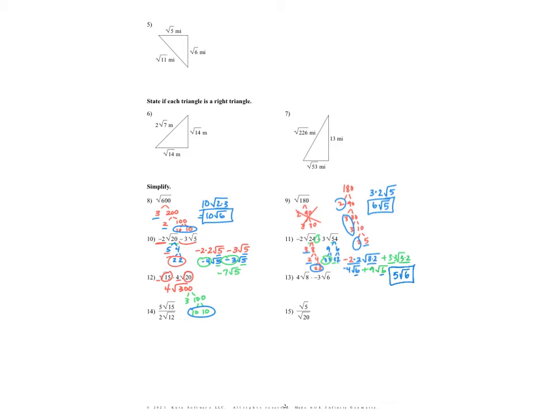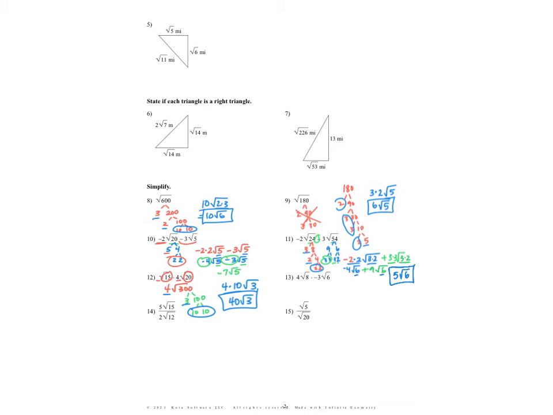So I have a 10. That's a pair. It can come out, and I had a 4 on the outside. So it's 4 times 10. 3 is alone, so it's got to stay home. Now you just multiply. 4 times 10 is 40 root 3. Okay? Number 13 works the same way.